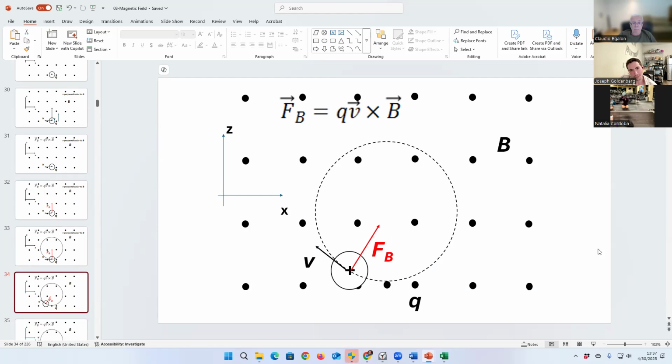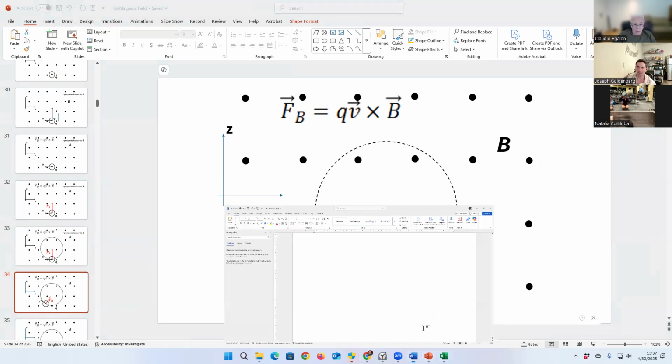And it ends up being circular motion. Why does it end up being circular motion? Because the magnitude of the force is constant and the direction of the force is perpendicular to the velocity vector. That's why it ends up being circular motion. Okay? So I'm going to write that down here for you.